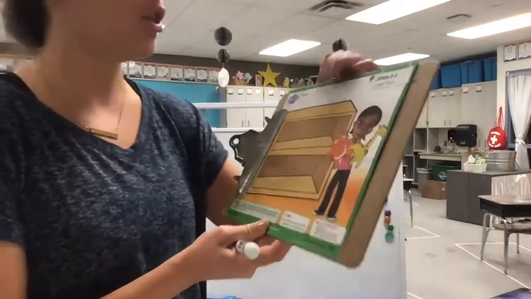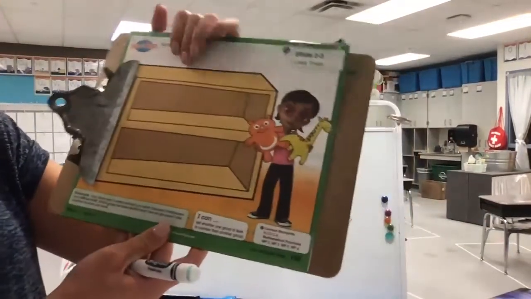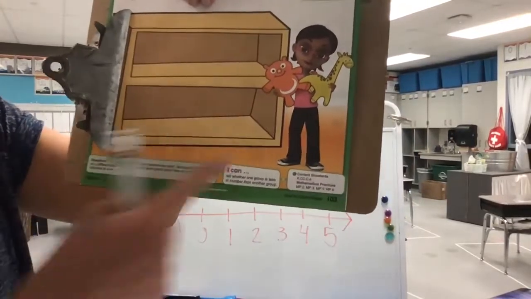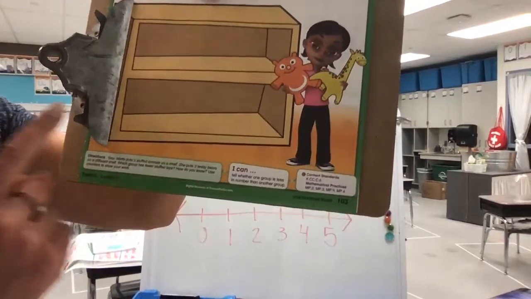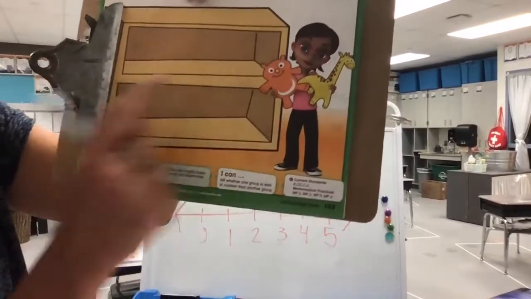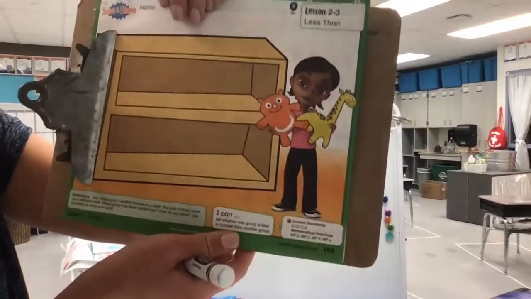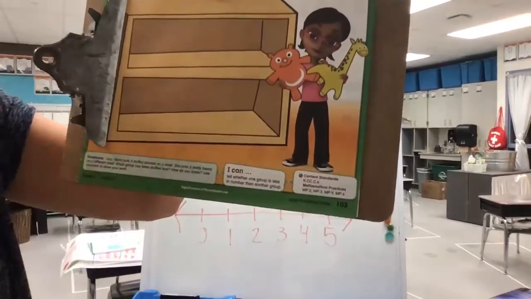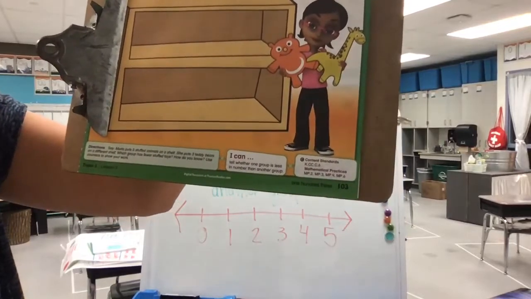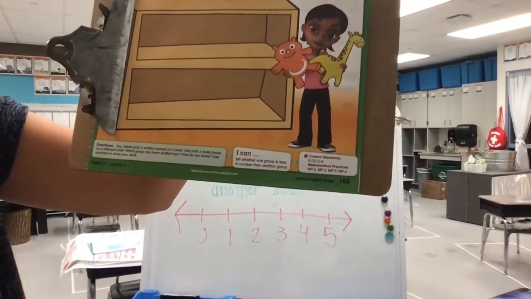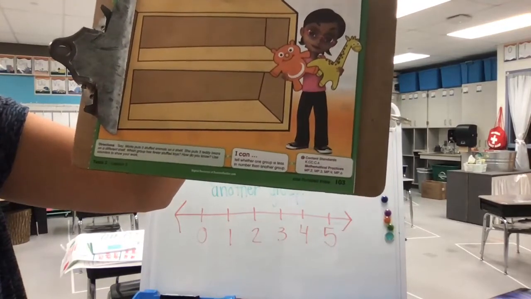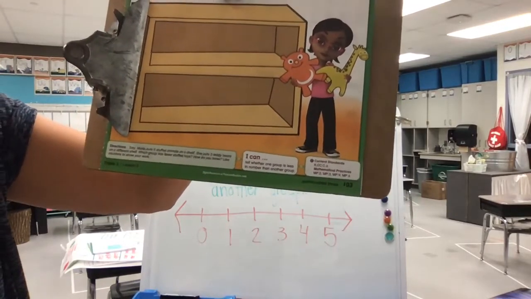So let's take a look at our solving chair on page 103. Our directions say that Marta put 5 stuffed animals on a shelf. So we see our shelf right here. She has some stuffed animals in her hand. She puts 5 stuffed animals on a shelf. She puts 3 teddy bears on a different shelf. Which group has fewer stuffed toys?